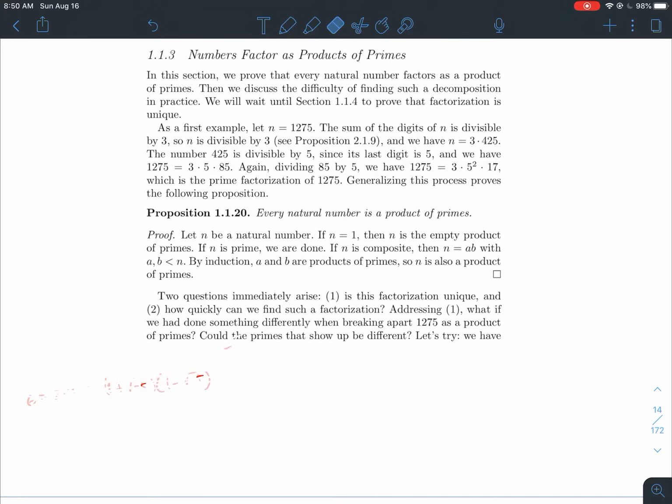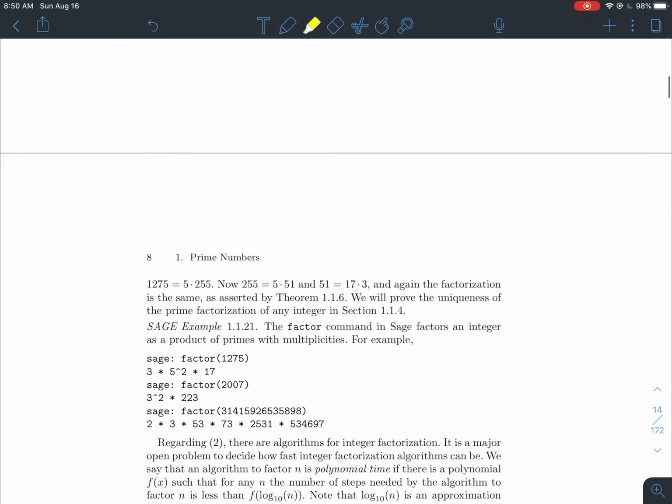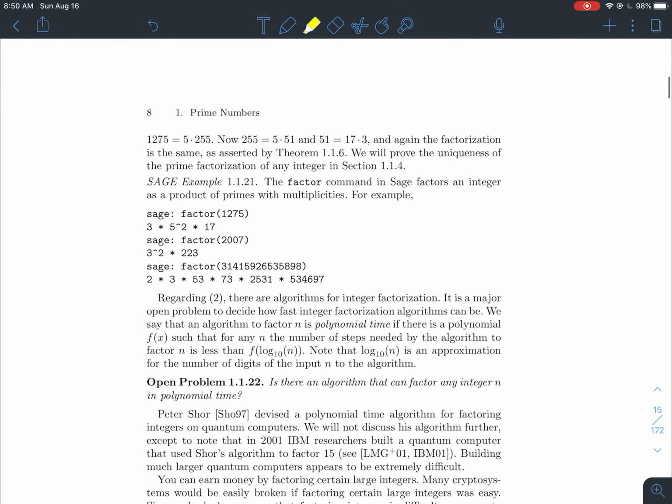Anyway, is this factorization unique? And then the other question is how fast is such a factorization? How quickly can we find it? The rest of this section in the book is mainly about the second question. In fact, most of our modern-day cryptosystems, how we encrypt information to send it over the internet, are based on the idea that in general, it's pretty hard to factor a large number. We'll talk about this in more detail later on.